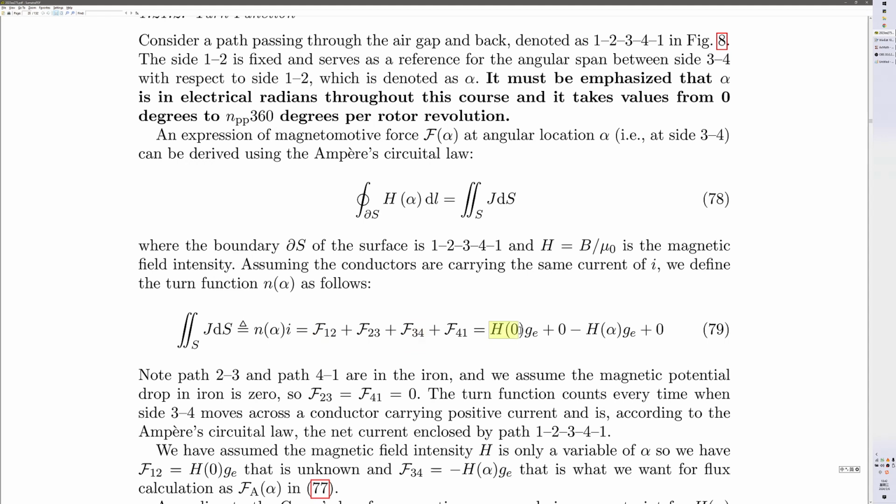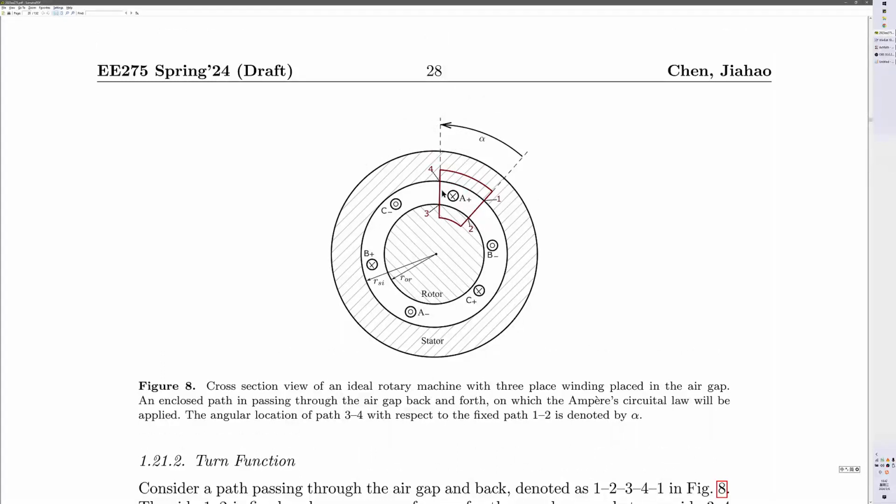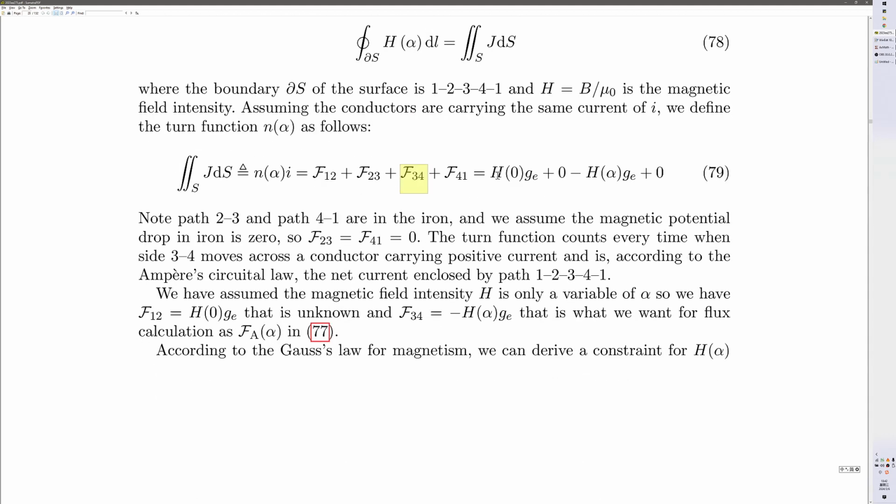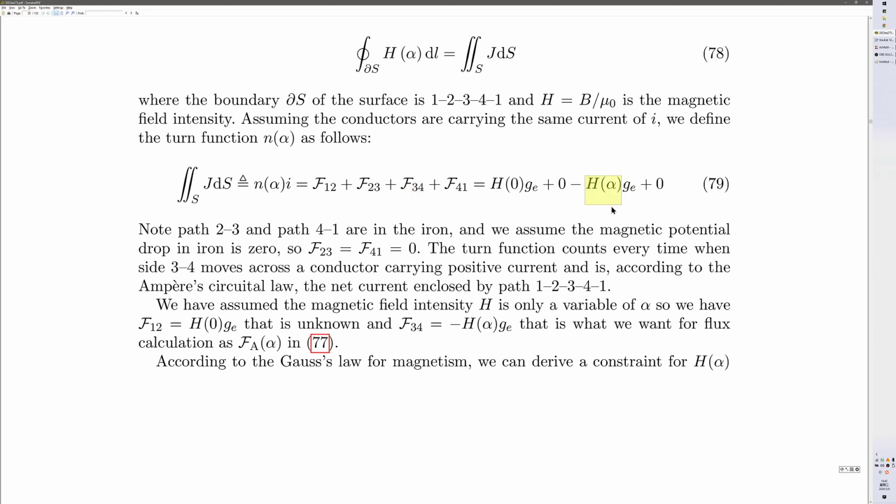It's equal to magnetic intensity at angular location 0 degree times the length of the air gap. And also F34, so F34 is here, it's equal to the magnetic intensity at location alpha times the length of the air gap. Okay, so our objective is to derive the expression for H alpha here. And to do that, we need to first determine the value for H0 here.